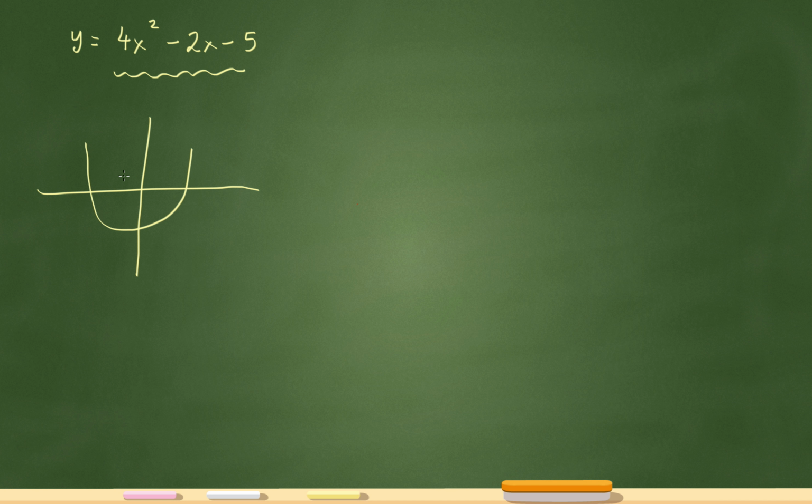So the question again is saying, what are the x-intercepts? The x-intercepts will be where the parabola passes the x-axis. So essentially at this point the y value is 0. So in order to find the x-intercept, I have to set the y value there equal to 0. So it's going to be 0 equals 4x squared minus 2x minus 5.